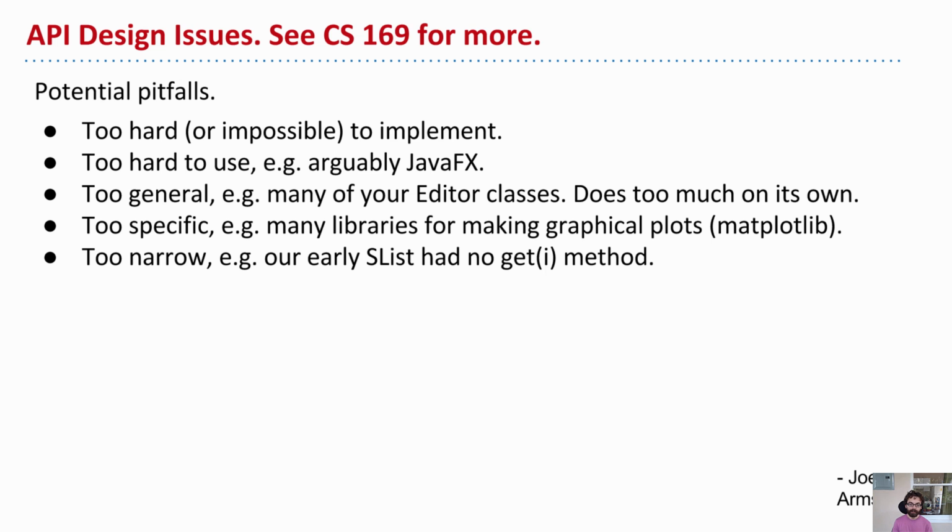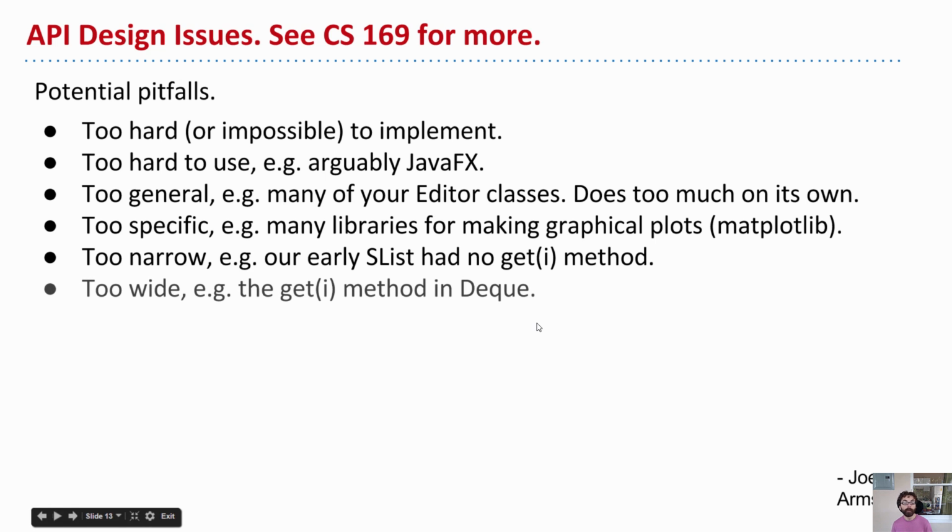They could be too narrow. So our early version of slist had no getI method, and that might be something we want to do with an slist. It might be too wide. That is, it has too many methods. So the fact that we had a get method in a double-ended queue is a bit of a, I don't know, strange choice, really. I mean, we did it because we wanted it as a programming exercise, but if you look at implementations out there of what a deque ought to be, they often don't have a getI method, okay? Because it's a double-ended queue. You get in and out of line at the back. There's no way to look in the middle, often, right?